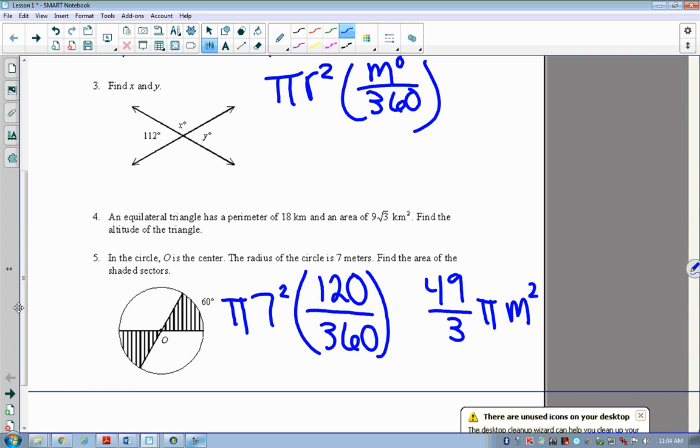Okay, I'm going to double check. Yeah, it's just going to remain 49 over 3, because that won't reduce. Do we get that? Okay, 49 over 3 pi meters squared. I'll leave that there. Move on to our next slide.